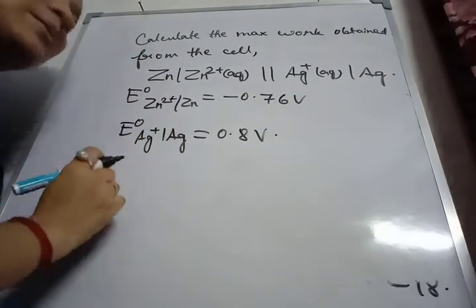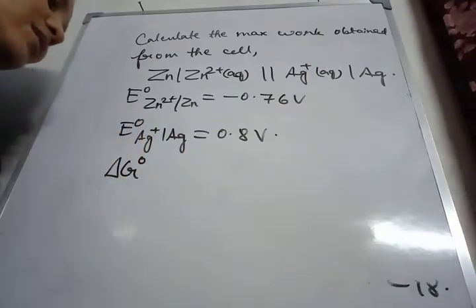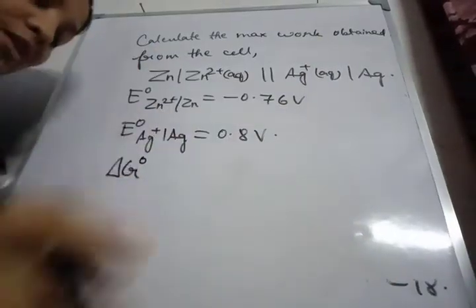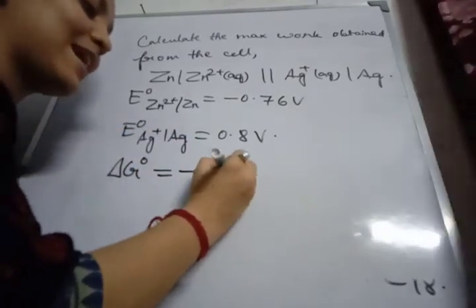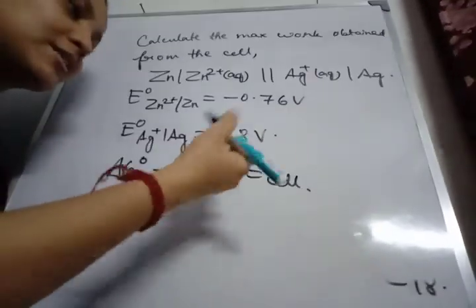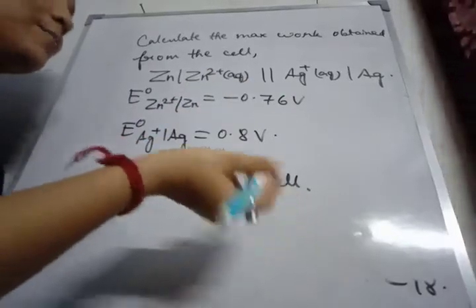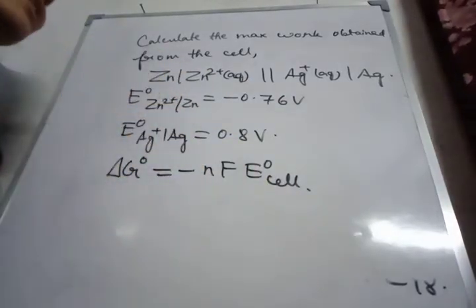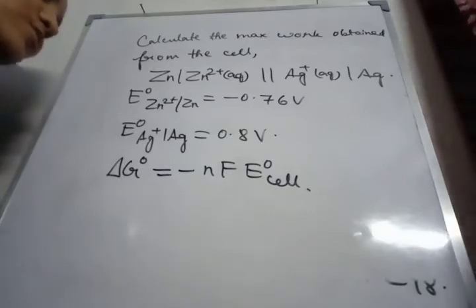Now what is maximum work equal to? Maximum work equals the Gibbs free energy change. So my standard Gibbs free energy is equal to minus nFE0 cell. We know F is the Faraday constant, it's fixed. E0 cell I have to calculate from these two values, and n I have to see the number of electrons involved in this reaction.